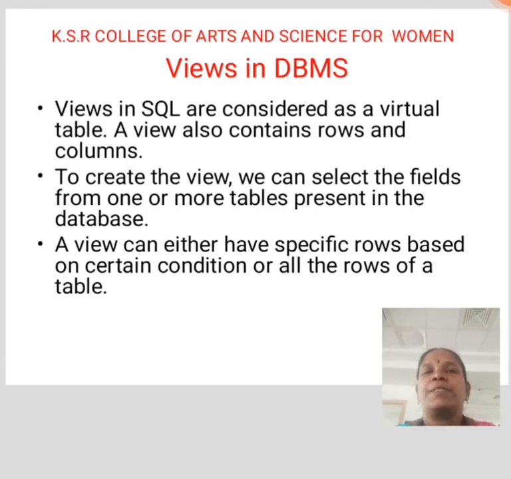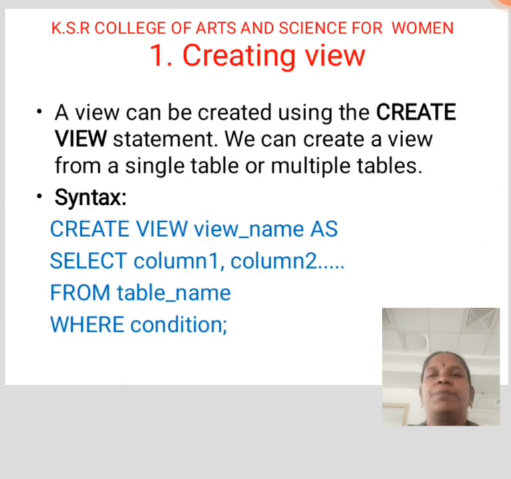Views in DBMS. Views in SQL are considered a virtual table. A view also contains rows and columns. To create a view, we can select fields from one or more tables present in the database. A view can either have specific rows based on certain conditions or all the rows of the table.